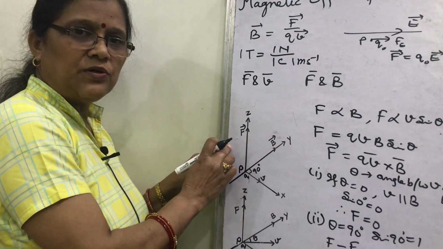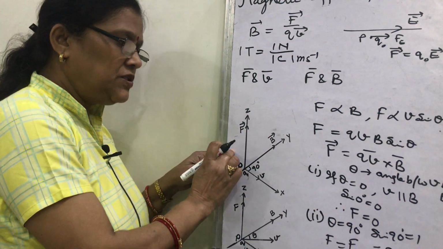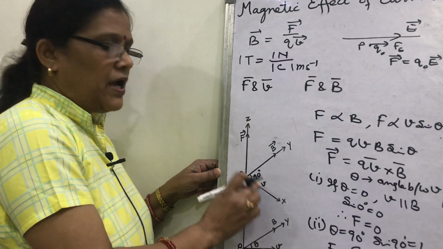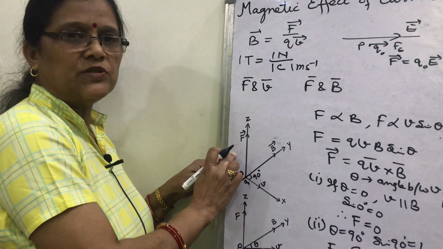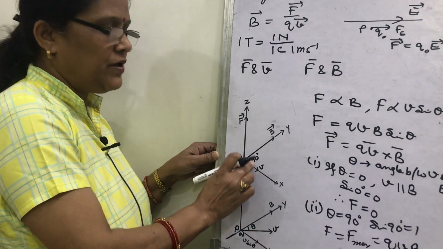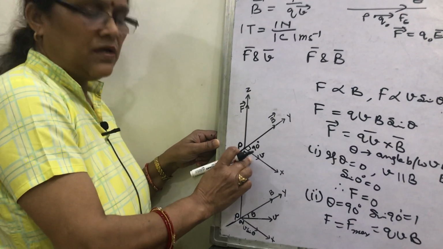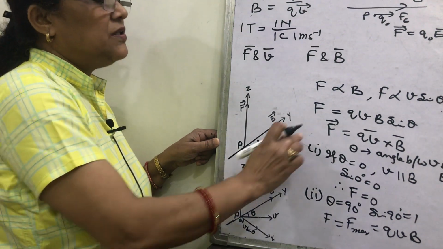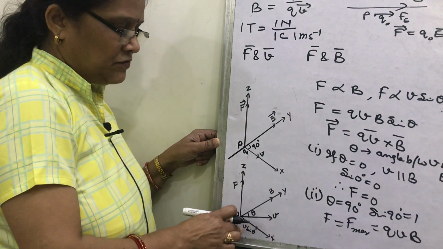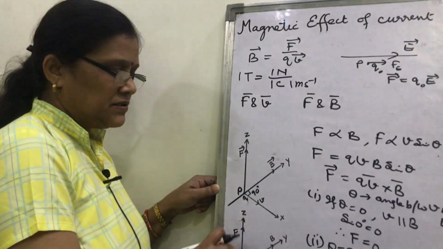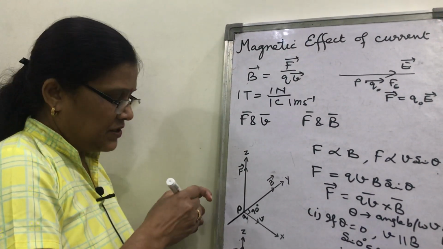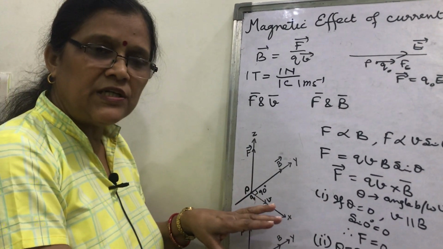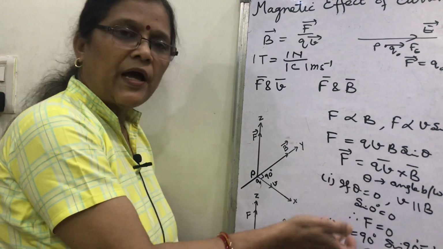What does this figure show? That the force is always perpendicular to B and V, and this is the maximum force because the angle between V and B is 90 degrees. Otherwise, what is this F equal to? This is qvB sin theta. This is v sin theta, this is B, this is F. So in this way, what is the Lorentz force? How will you determine its direction? When will it be minimum and maximum?